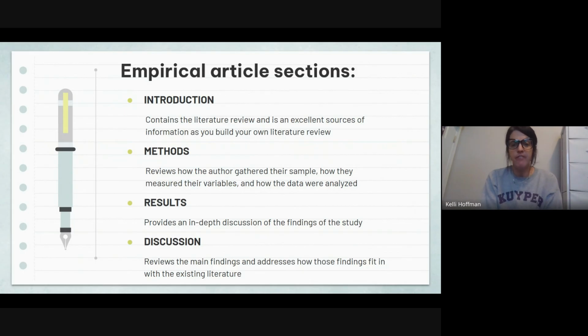It reviews the main findings and addresses how those findings fit into the existing literature. They might pose additional questions that they have from their findings. It might have validated the research question, or it might have negated it. It brings it all together like a summary: what are the next steps and how does this tie into the bigger picture?